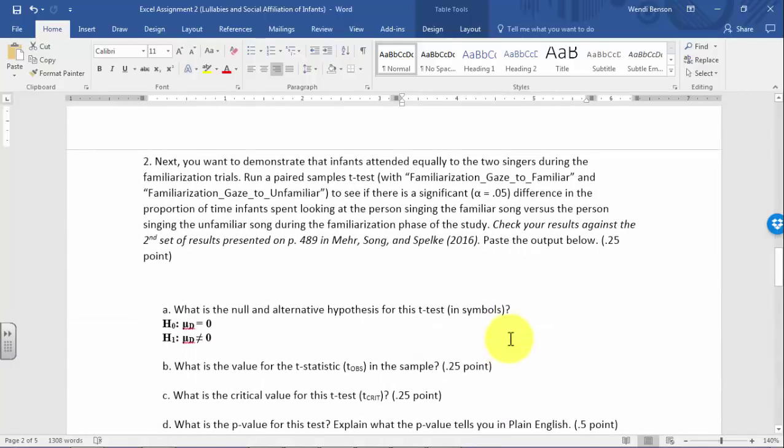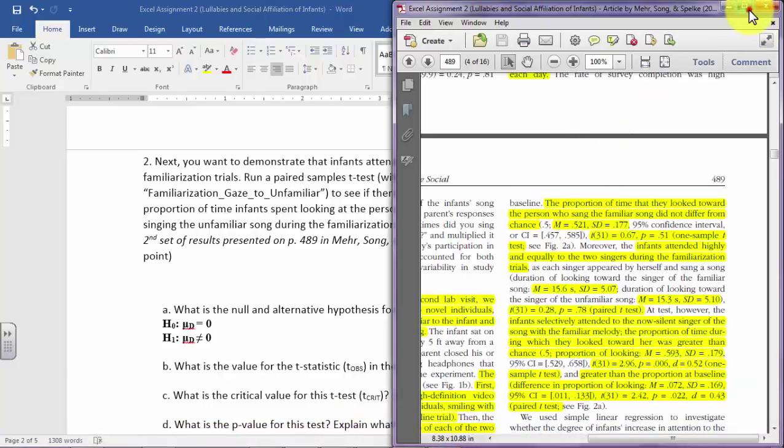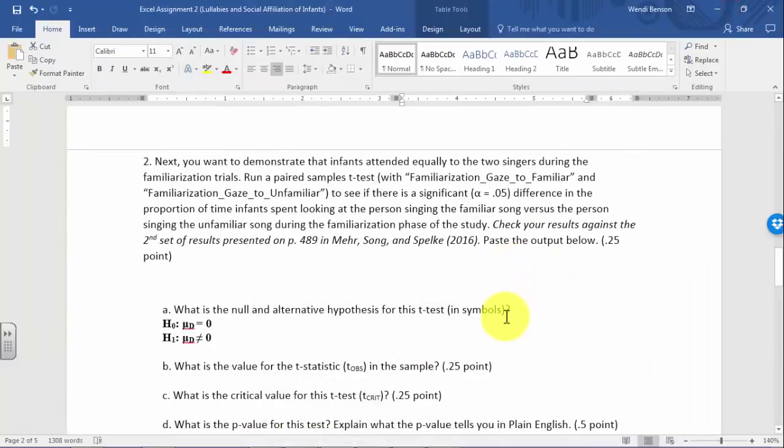All right, now we want to demonstrate that infants attended equally to the two singers during the familiarization trials. So remember, they looked at, and we can look at the article again. They watched, for instance, this lady sing the familiar lullaby, and then second after that, they watched this lady sing the unfamiliar lullaby, and they just wanted to see if there's a difference in how long they stared at the screen when those women were singing individually.